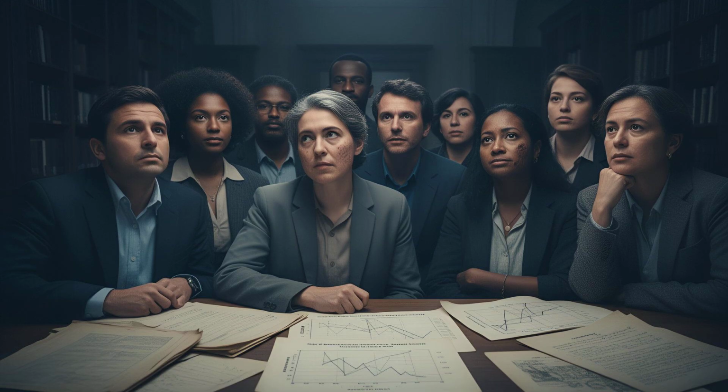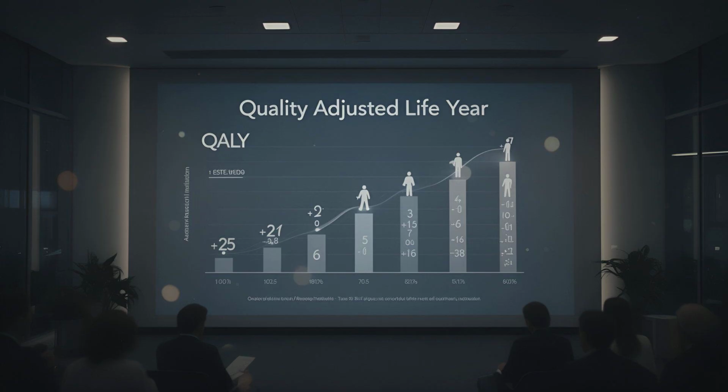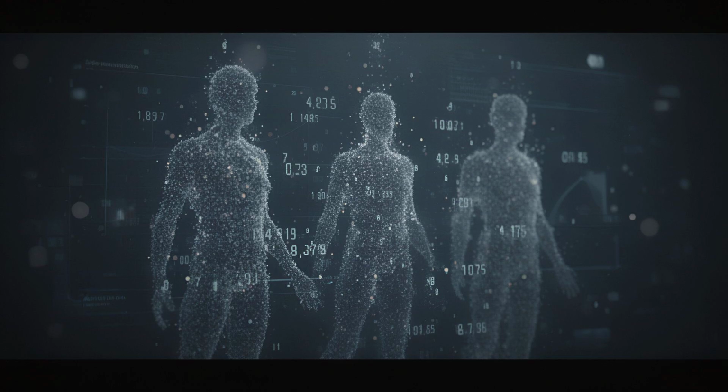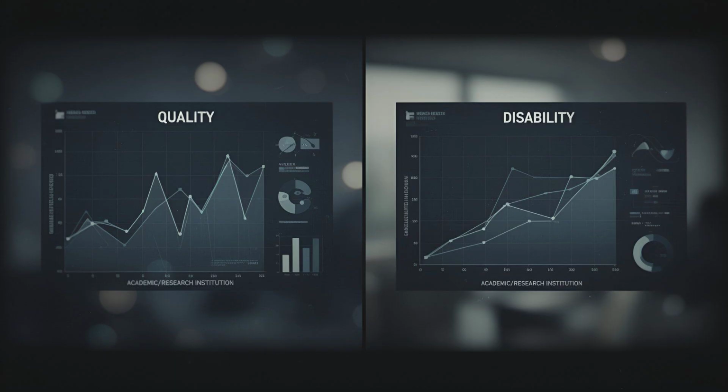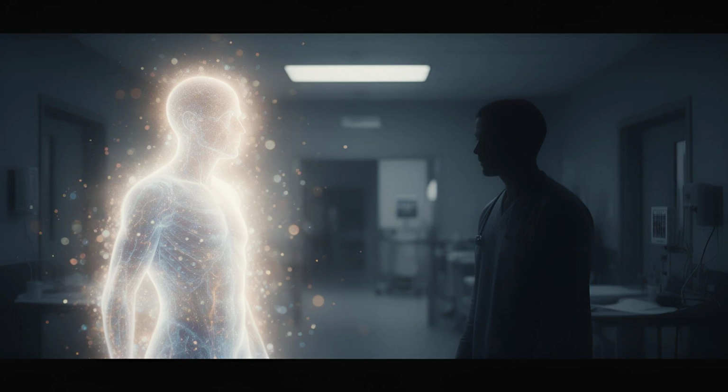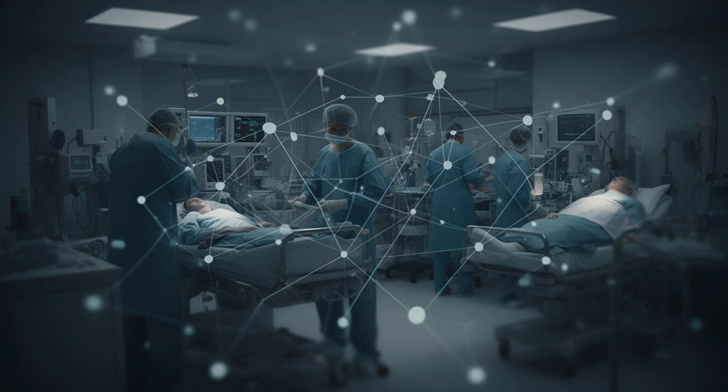Over the past 30 years, health economists have tried to answer this question using two powerful metrics: the Quality Adjusted Life Year, or QALY, and the Disability Adjusted Life Year, or DALY. Both attempt to convert human health into numbers, but they do so in very different ways. At first glance, measuring health seems simple. A treatment either saves lives or it does not. But modern medicine rarely works like that.